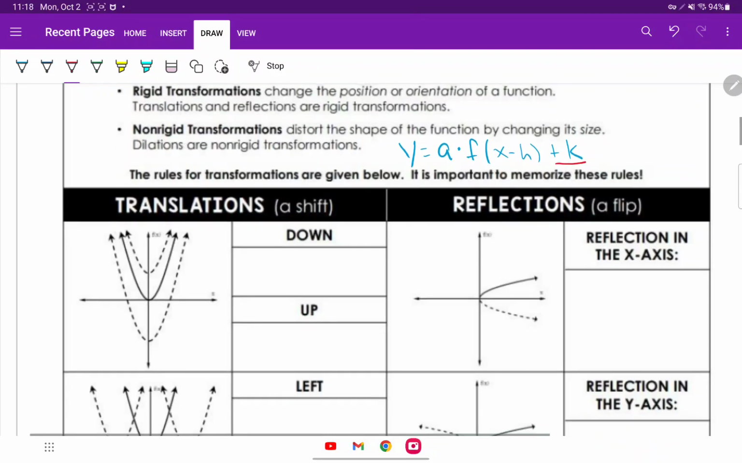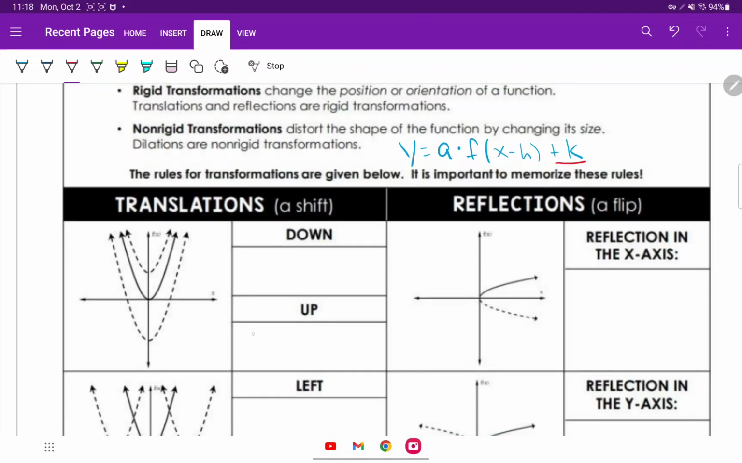So if that k is positive, it goes up k units. We would say up k units. Let me actually write this a little bit better. We'll say up k units, and it's added to your vertical, which is y. So y plus k would be your transformation it's affecting.